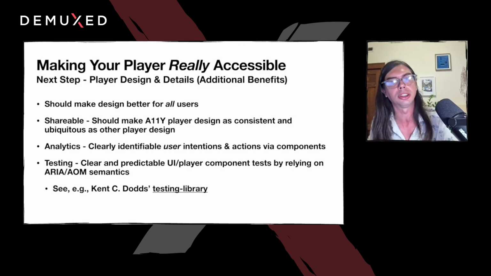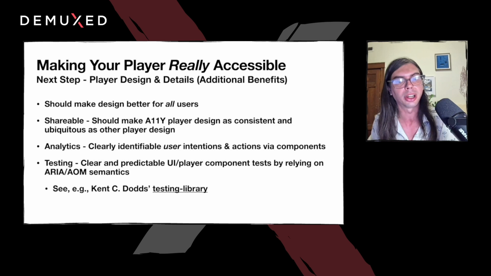versus user intentions and user actions, because the components are actually identified as what kind of action is trying to be taken. And since it's a UI component, it's pretty likely that it's a user that's trying to control that thing. Finally, there's an added benefit of having very clear and predictable component testing, especially for the UI. An example of that is Kent C. Dodds' testing library, which actually uses and encourages you to use things like ARIA roles. So this will work really well in conjunction with that.